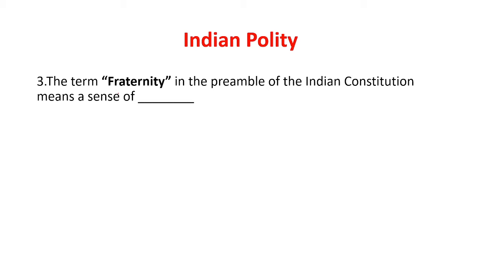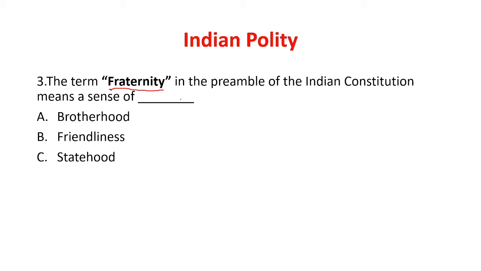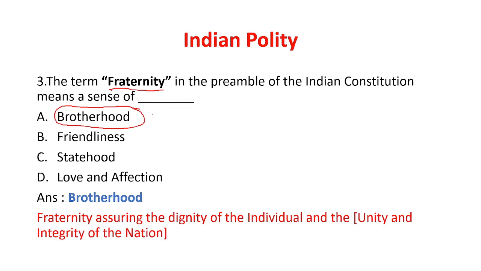So the term fraternity in the preamble of the Indian Constitution means a sense of what? And the options are brotherhood, friendliness, statehood and love and affection. So the term fraternity means brotherhood. And the answer is brotherhood. If you see the preamble of our constitution, fraternity assuring the dignity of the individual and the unity and integrity of the nation is written on it.